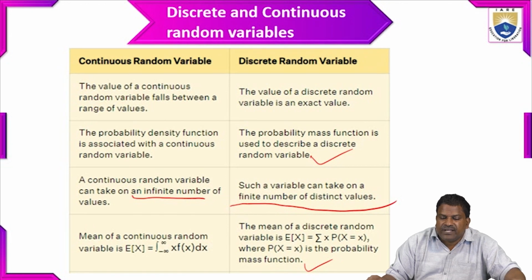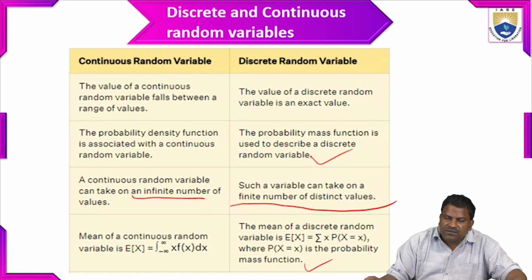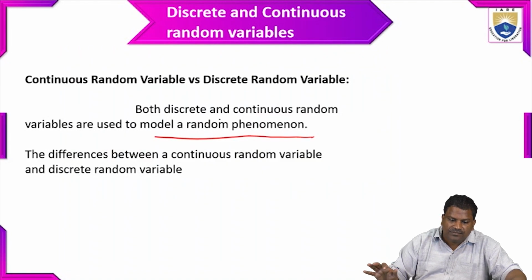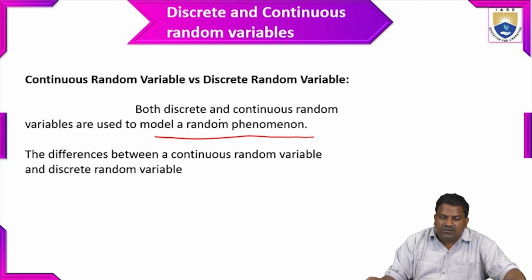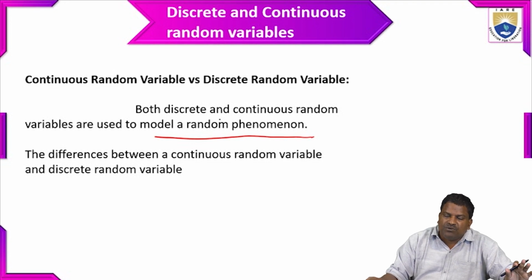The mean of a discrete random variable E of x is equal to sigma x into P of x is equal to x, where P of x is equal to x is the probability mass function. So these are the main differences between the given random variables, continuous and discrete random variables. Both discrete and continuous random variables are used to model a random phenomenon.